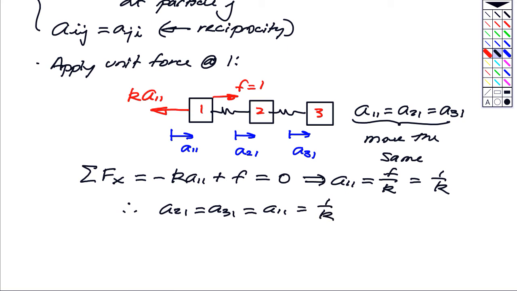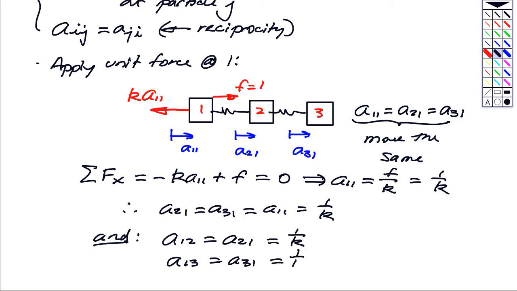And by reciprocity, we have that A12 is equal to A21, and A13 is equal to A31, 1 over K. So with one calculation, we have found 1, 2, 3, 4, 5 terms in our matrix. This is coming just as a reminder from reciprocity.